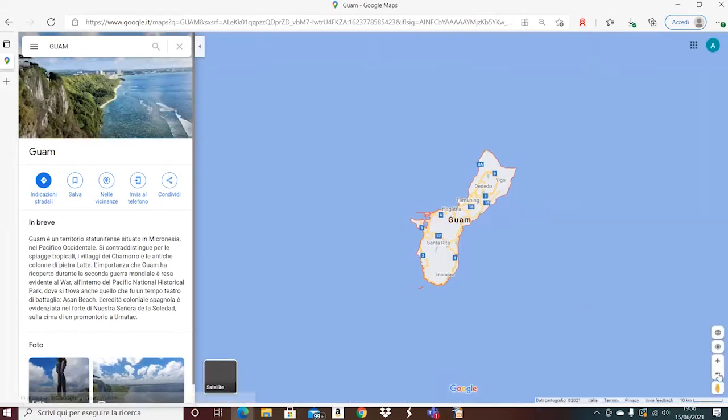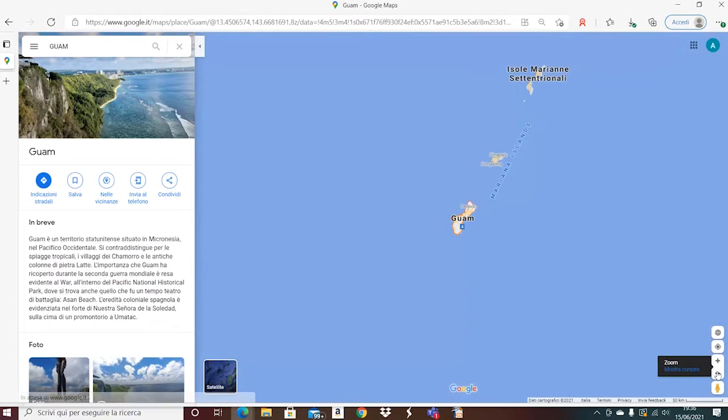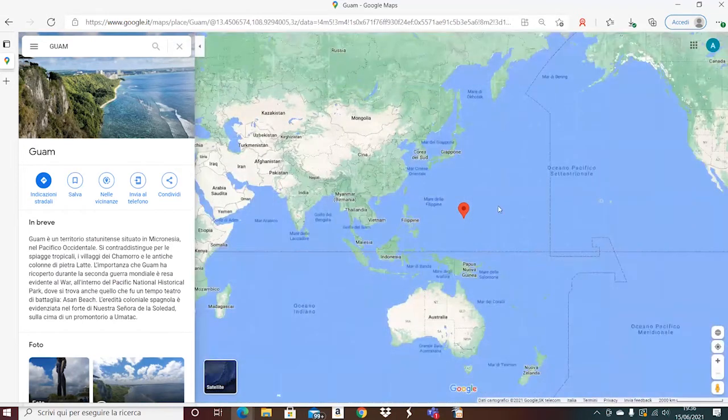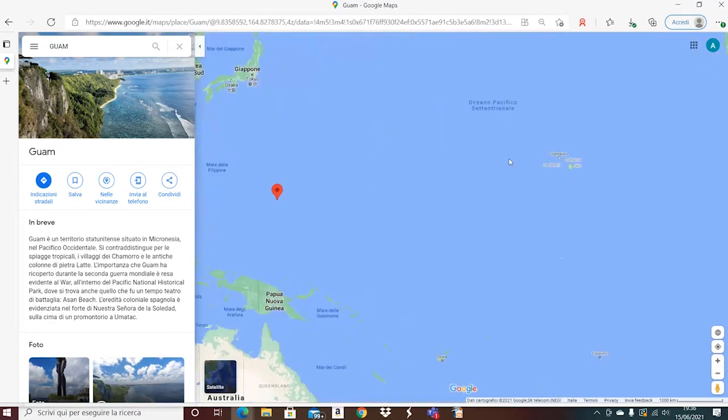Guam is this tiny island in the Mariana Islands, halfway between Hawaii and Asia. So the Philippines, Japan, and all this part of the world. So here we have Hawaii, and here we have Guam. That is part of Micronesia.